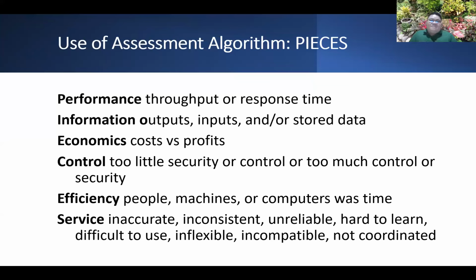On the next standard, okay, this is still continuation of assessment. So, class, in your assessment, there are different algorithms that could be used. And one of these algorithms is your PIECES. Okay, your PIECES. Your P, class, stands for performance. Then, class, your I stands for information. Your E would stand for economics. Your C would stand for control. E for efficiency. And then S for service. Okay, so you have performance, information, economics, control, efficiency, and service.